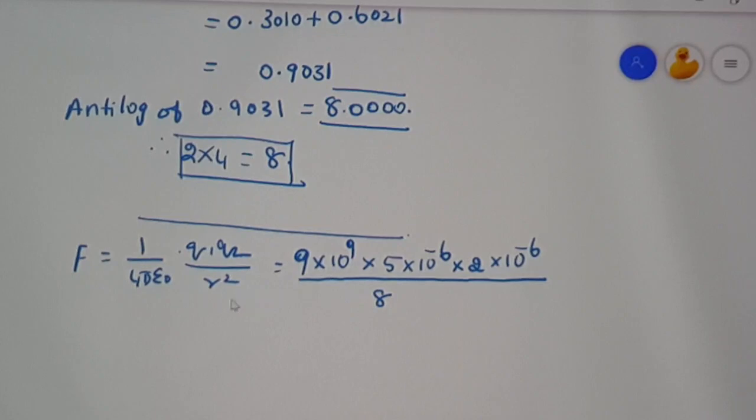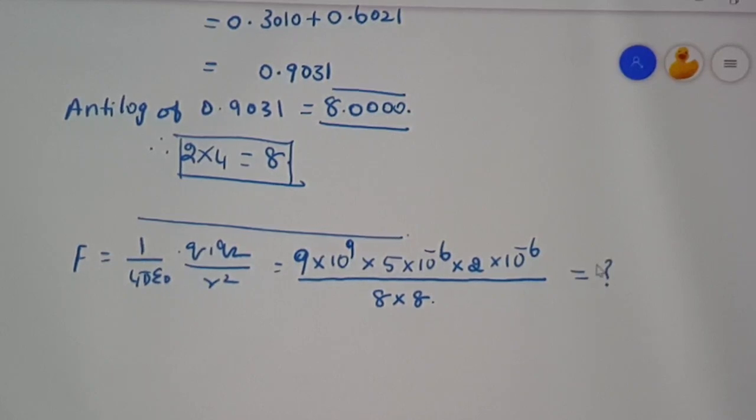So 8 meters means I can write it as is, or if it is 8 centimeters, I have to convert. Okay, I am writing it as 8 meters, 8 into 8, because it is given as r square. I have to get the answer. How to get the answer for this?